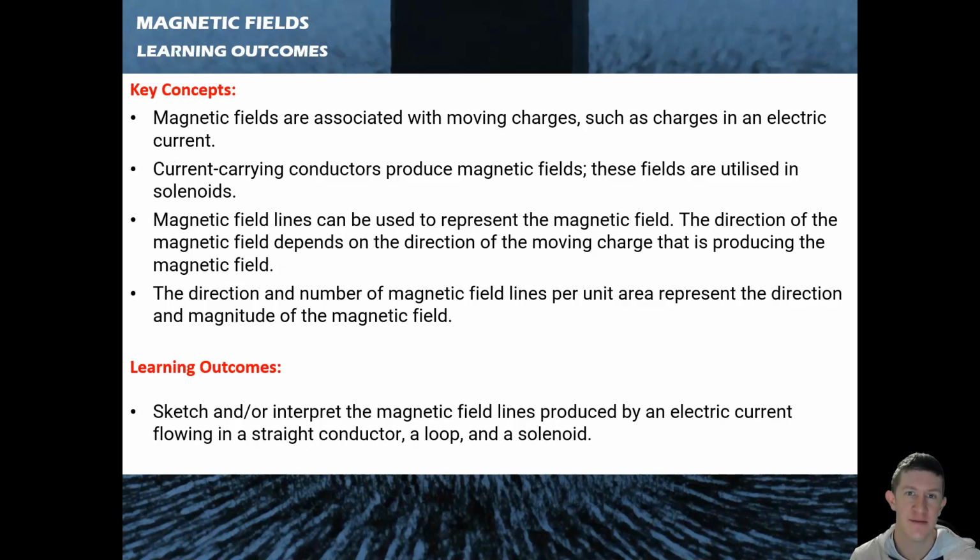The key learning outcome for today's video is to sketch and or interpret magnetic field lines produced by an electric current flowing in a straight conductor, a loop, and a solenoid.